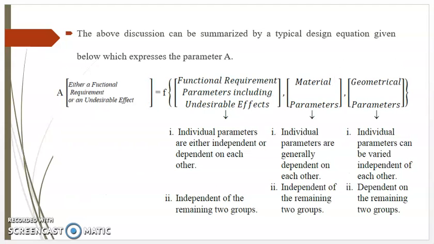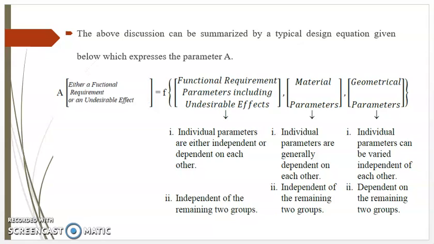The above discussion can be summarized by a typical design equation given below, which expresses the parameter A, either a functional requirement or an undesirable effect, as a function of functional requirement parameters, including undesirable effects, material parameters, and geometric parameters. Functional requirement parameters can be individual parameters, either independent or dependent on each other, independent of the remaining two groups.